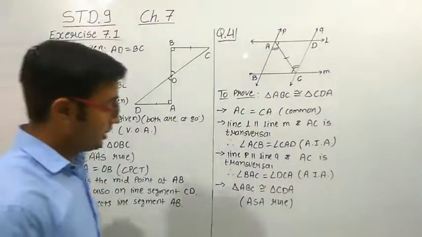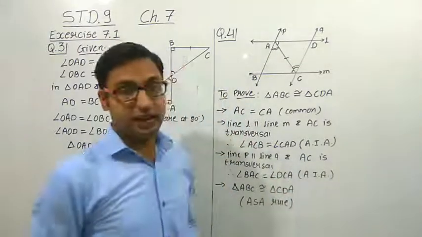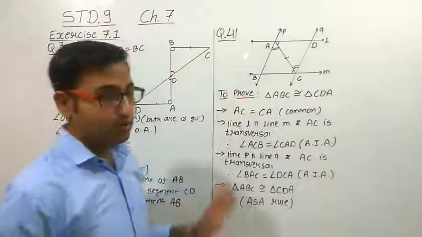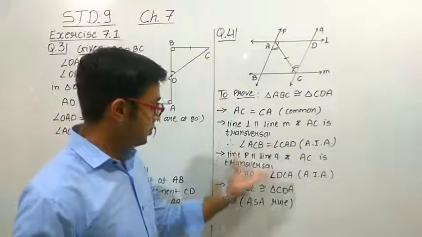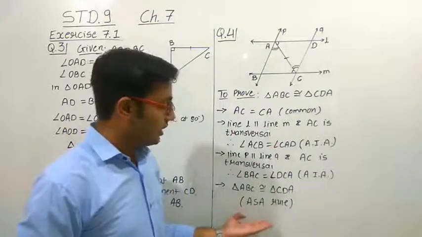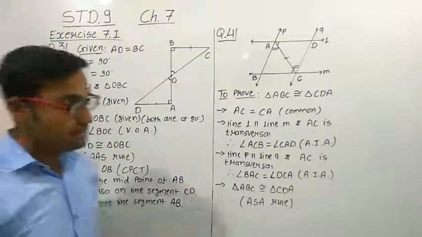Right? So you have to keep this in mind, how we can decide the criteria. Now it is very easy to understand. Consider one of the two triangles and think about the three conditions that we have proved here. According to that, you can decide which criteria we have to apply. So this is how we can prove two triangles congruent.